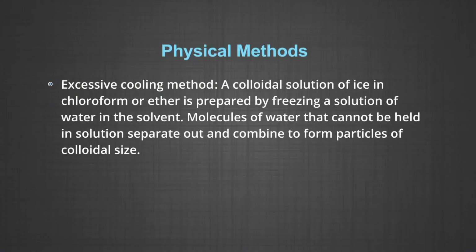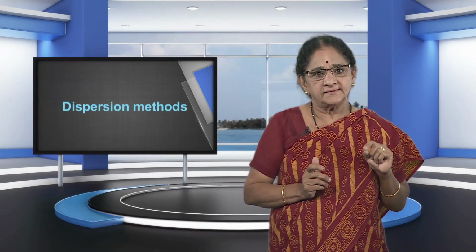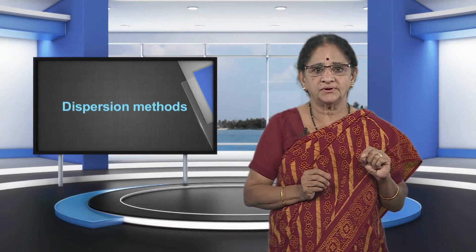Number 2, excessive cooling method. A colloidal solution of ice in chloroform or ether is prepared by freezing a solution of water in the solvent. Molecules of water that cannot be held in solution separate out and combine to form particles of colloidal size. The second method is called dispersion method.